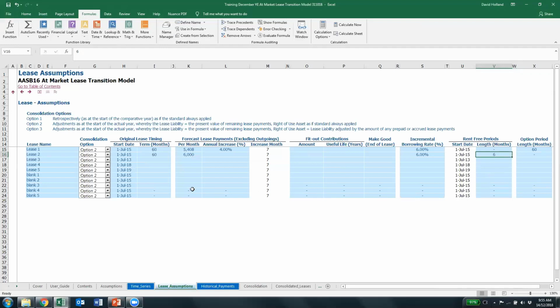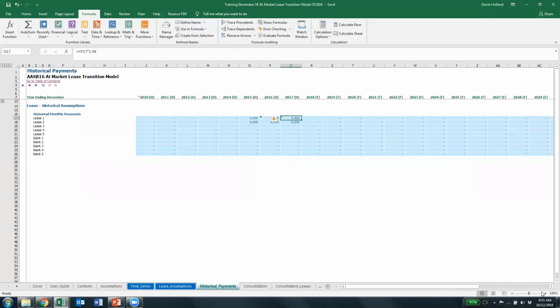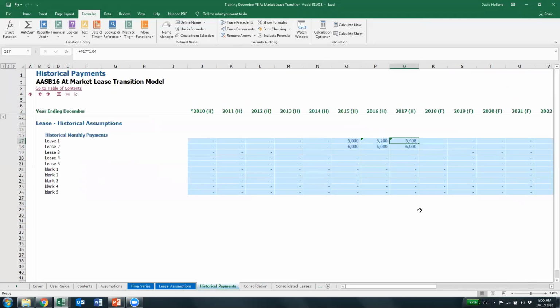Now, we've said that we had historical information up to 2017, December 2017. These leases commence 1 July 15, which means the spreadsheet is looking for historical payments for the financial year ending December 15. So our first piece of information is here in December 15. Now, they should be the monthly payments for December 15. Second lease is quite simple because there's no increases. But the first lease will be $5,000 the monthly payment in December 15. December 16, it's gone up by 4%. December 17, it's gone up by 4%.